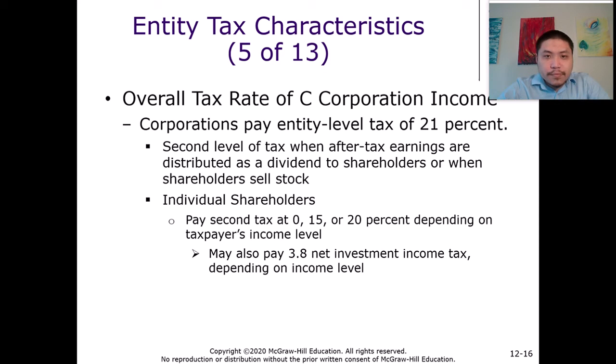So for a C corporation, tax-wise, remember that they have double taxation. They have 2 levels of taxation.